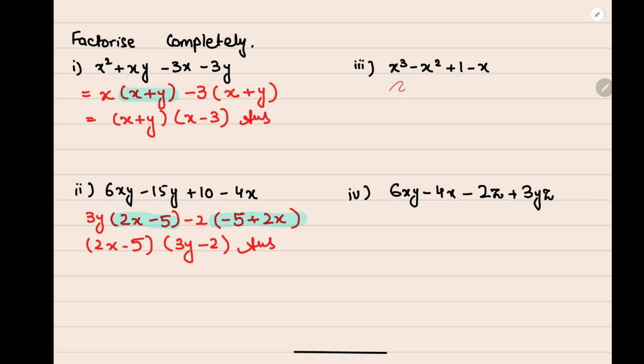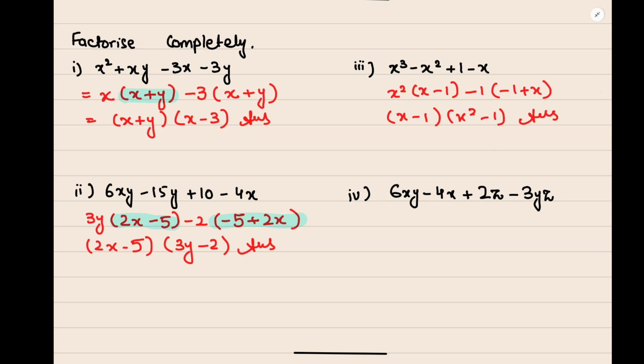Now for the third question, I can take x squared common, so it would be x minus 1. And then I can take minus 1 common. By that, I'll get negative 1 and plus x. So it would be x minus 1 and then x squared minus 1. This would be my answer.